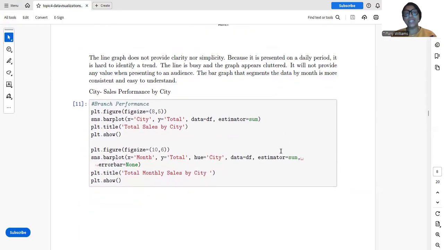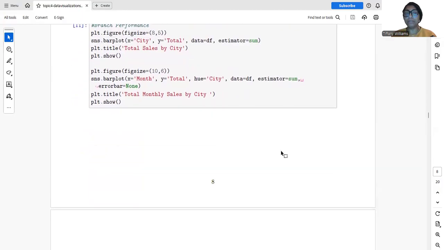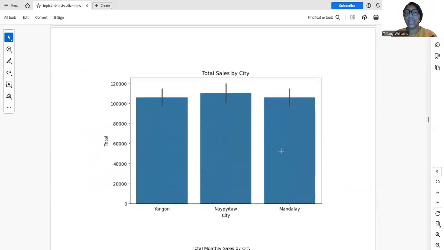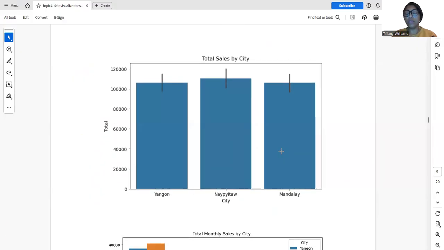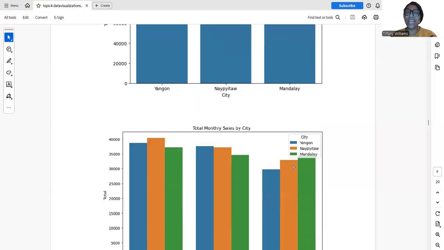And next, we will look at the city sales performance by city. Here, I use a bar graph or a bar plot to show the sales by city. So very clearly, Yangon, I do not know the name, and Mandalay city sales.